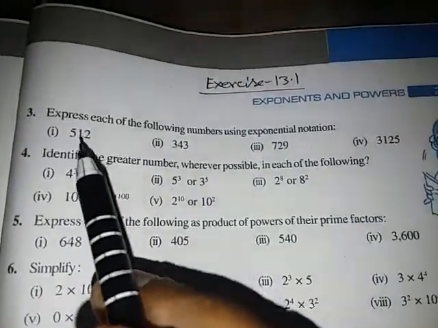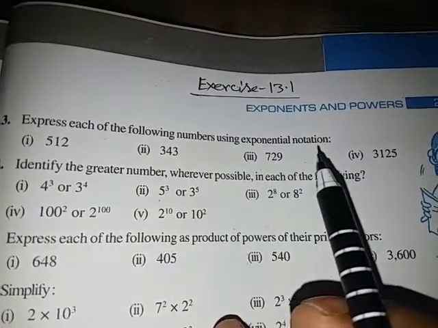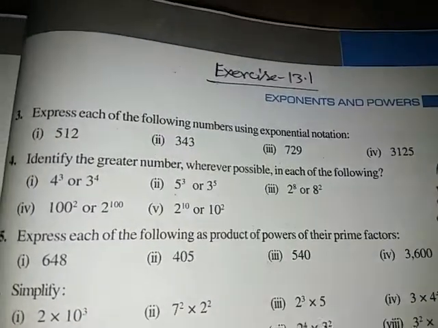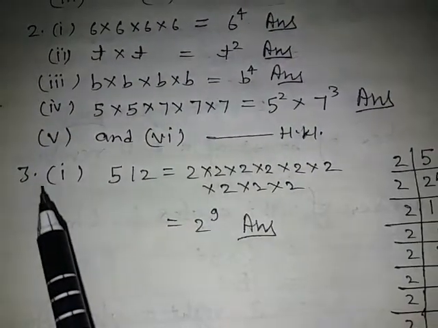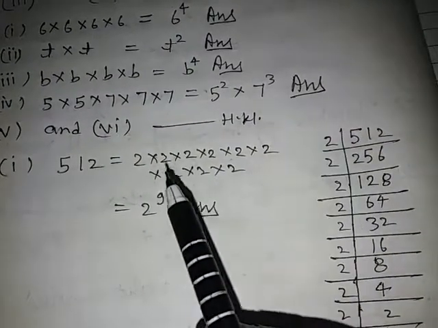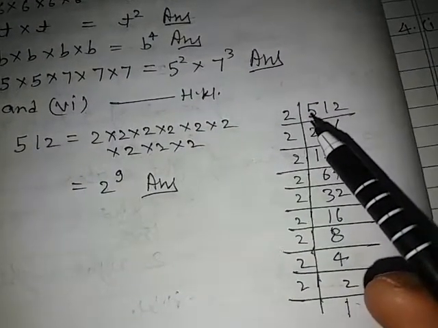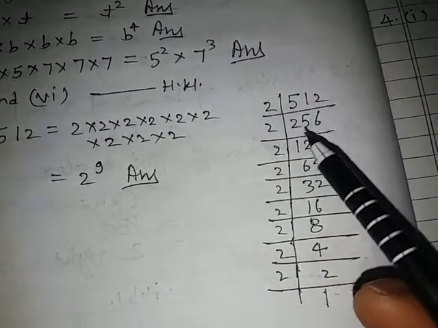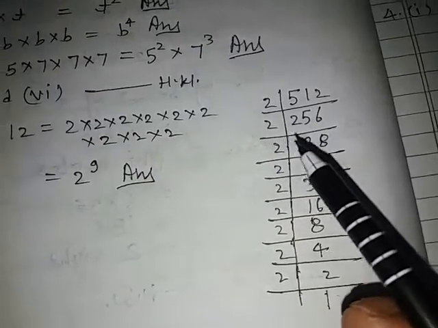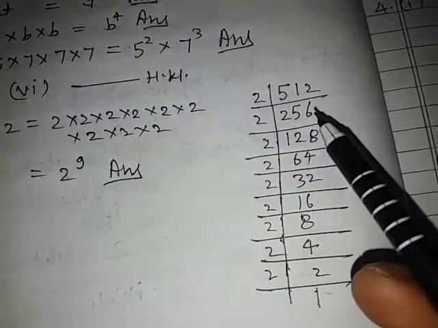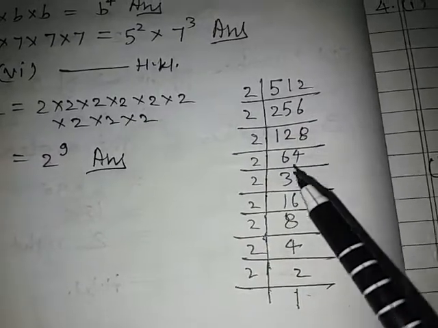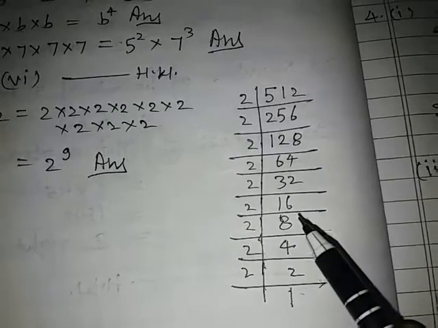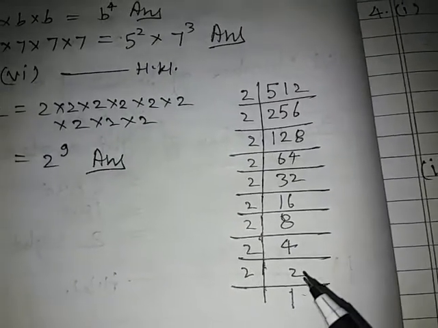Question number 3 says, express each of the following numbers using exponential notation. Part 1 is given: 512. Solution of question number 3, part 1. First of all, find the prime factorization of 512. Dividing repeatedly by 2: 512, 256, 128, 64, 32, 16, 8, 4, and 2, down to 1.